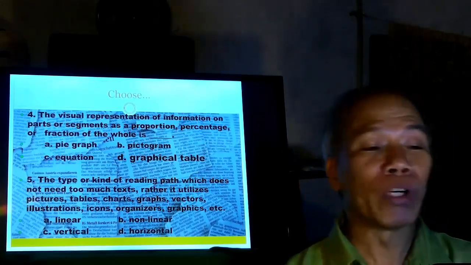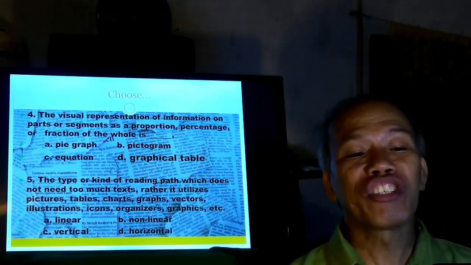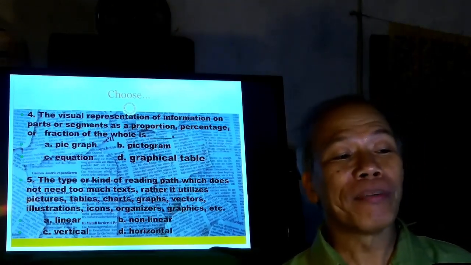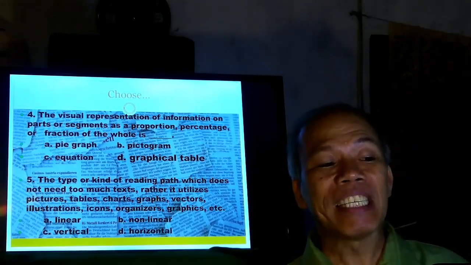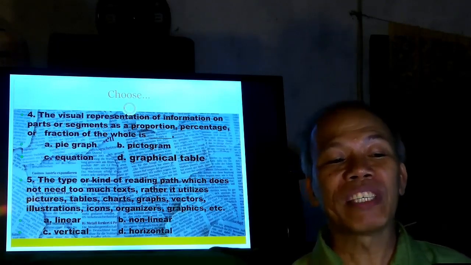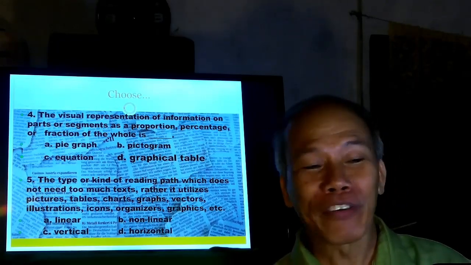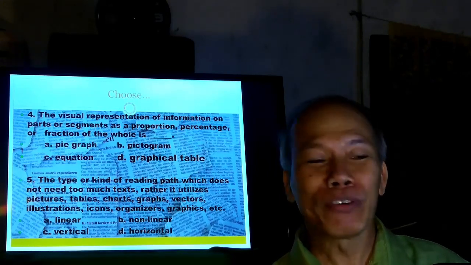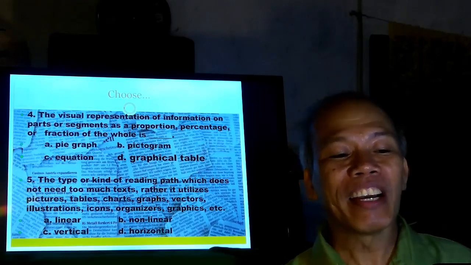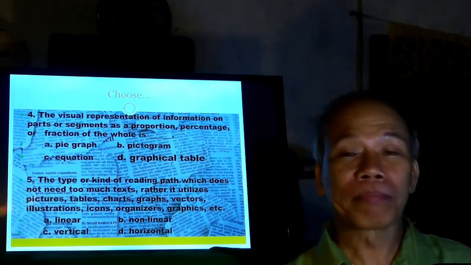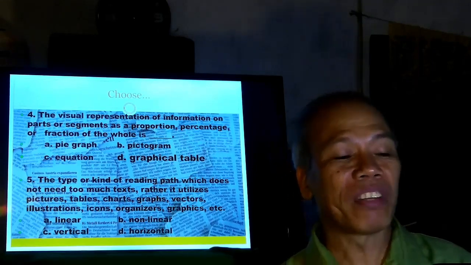Number 4. The visual representation of information on parts or segments as a proportion, percentage, or fraction of the whole is what? A. Pie graph, B. Pictograph, C. Equation, D. Graphical table. Have you answered? Let's proceed to number 5.